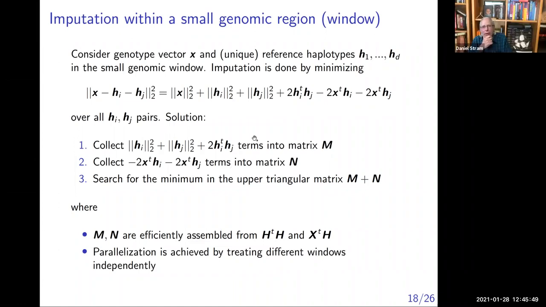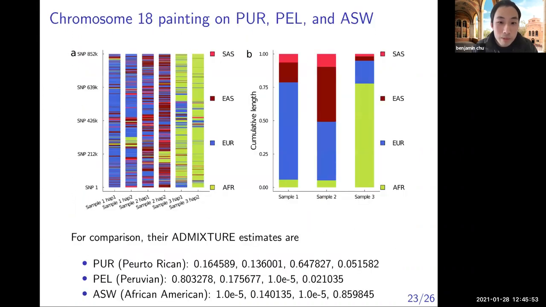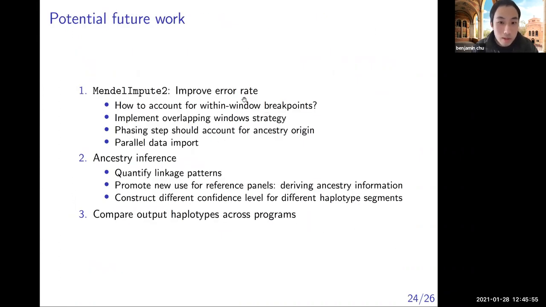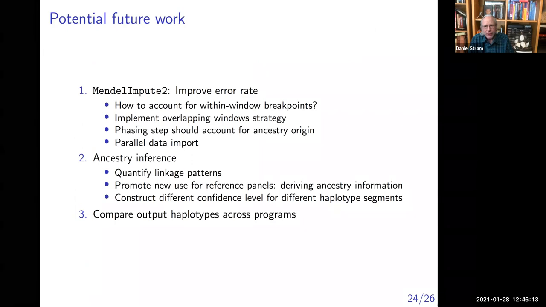Would overlapping windows help? It will. We do not overlap currently, but if we implement this, it will almost definitely help the imputation error rate. So you could quickly find out whether it's going to improve it, to the point of being able to beat Minimac.